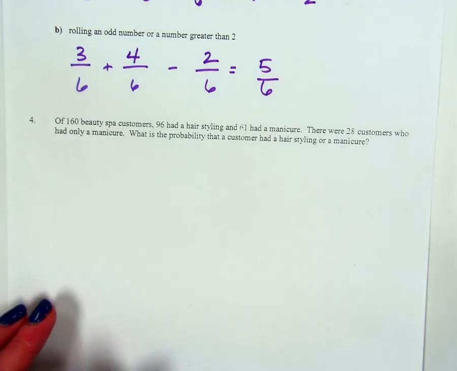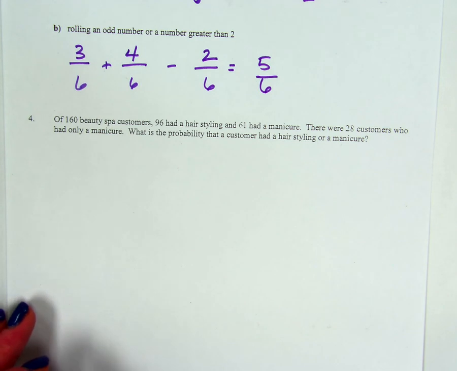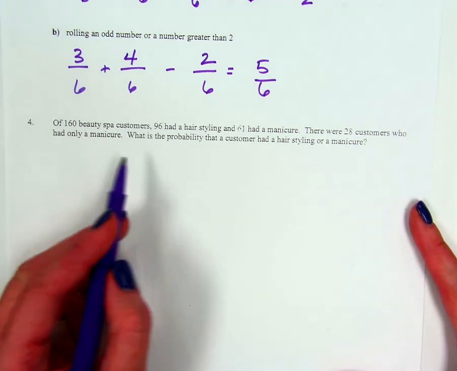it says of 160 beauty spa customers, 96 had a hairstyling and 61 had a manicure. There were 28 customers who had only a manicure. What is the probability that a customer had a hairstyling or a manicure? So let's look at the total number we have of all of our customers. So we have 160 beauty spa customers. So we're going to say, what's the probability?